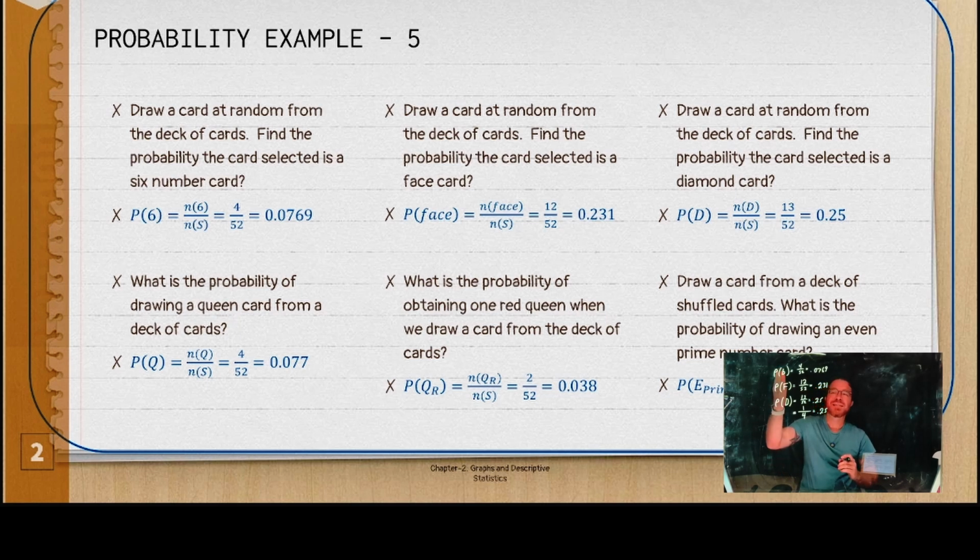Next question is, what is the probability of drawing a queen card from a deck of cards? Well, just like the 6, there's 4 queens, right? There's queen of hearts, diamonds, clubs, and spades. So there's a total of 4 over 52, or 0.0769.